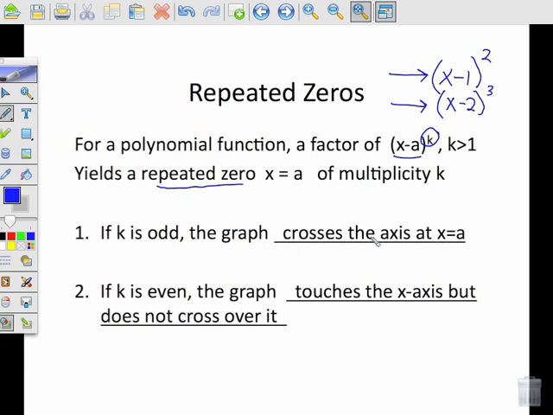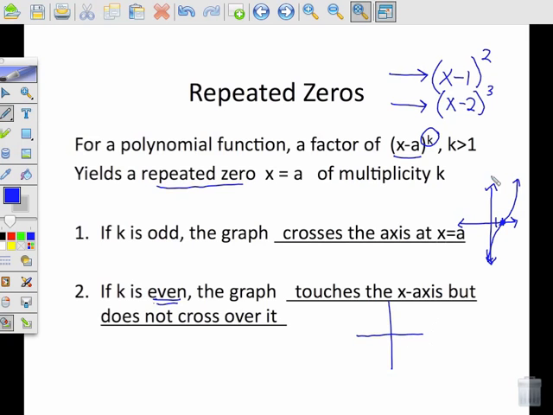So if k is odd, here's what happens. If k is odd, the graph will cross the x-axis at a. I'll show you with these examples. I'm going to look at the odd one. I've got x minus 2 to the third. So this is shifting to the right 2. This is what my graph normally looks like, to the power of 3. It's a cubic. So what happens at that zero is it crosses at 2 and then it just keeps going. It crosses over the axis.